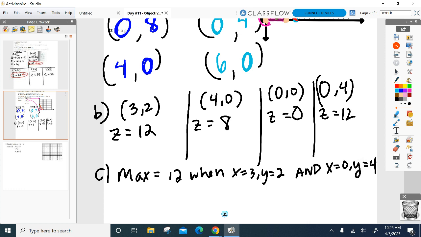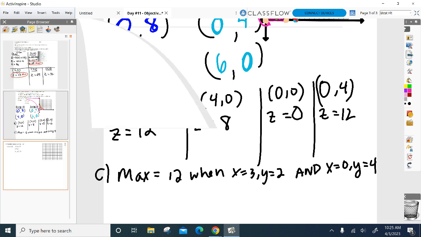So that's what we're going to end up doing. And again, the 12, the 3, and the 2, they'll have something attached to it. Money, hours worked. All good? One more here, and we'll call it a day.